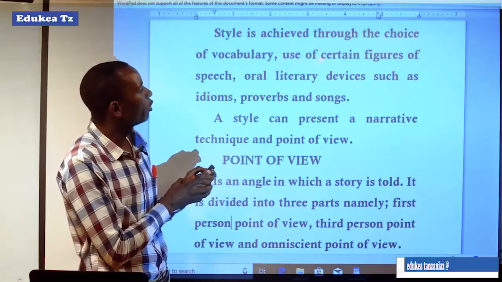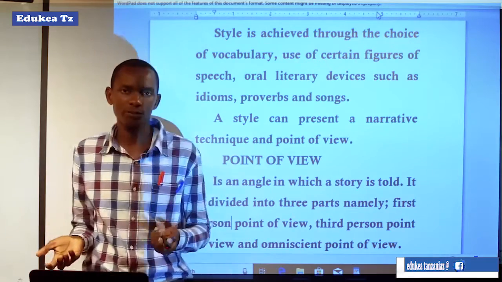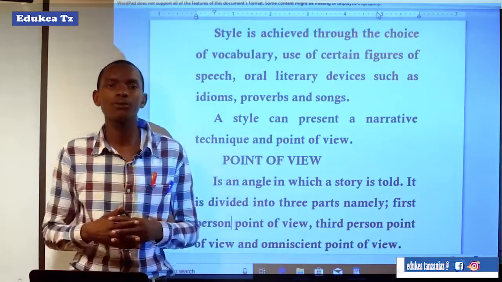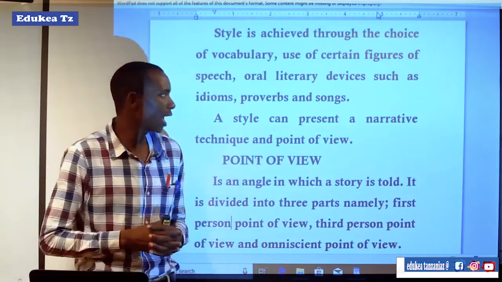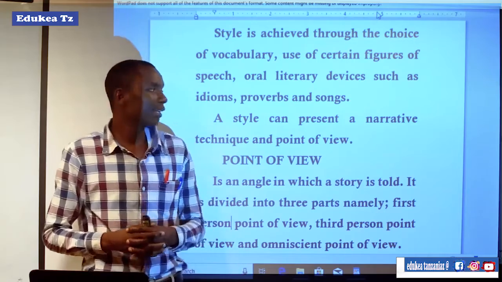Also through the use of figures of speech. We have a lot of figures of speech, as we discussed in the previous periods, the last several literary devices.